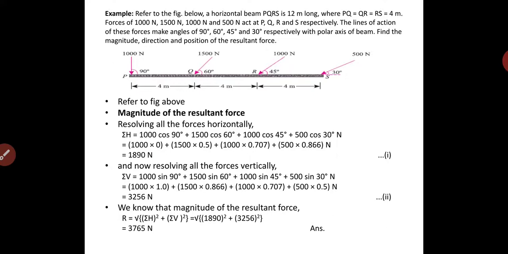Here we take a problem that a horizontal beam PQRS is 12 meter long, where PQ, QR and RS are 4 meter. Forces of 1000 Newton, 1500 Newton, 1000 Newton, 500 Newton act on P, Q, R and S respectively, as shown in the figure. The lines of action of these forces make an angle of 90 degree, 60 degree, 45 degree, 30 degree respectively with the polar axis of the beam. Find the magnitude, direction and position of the resultant force.